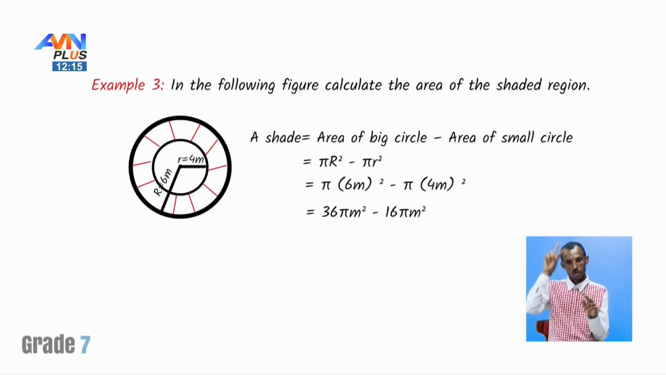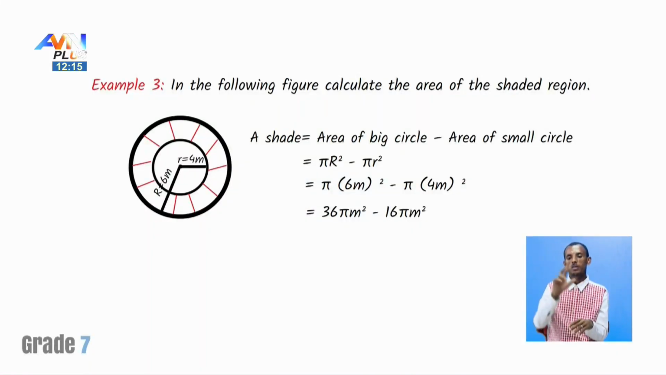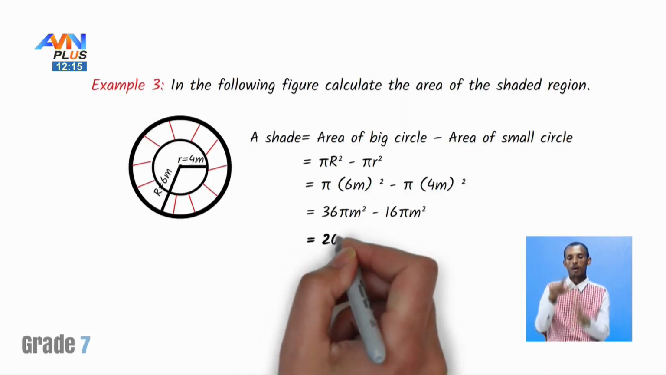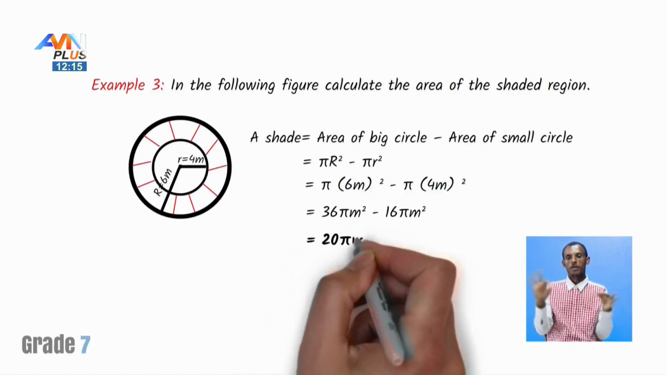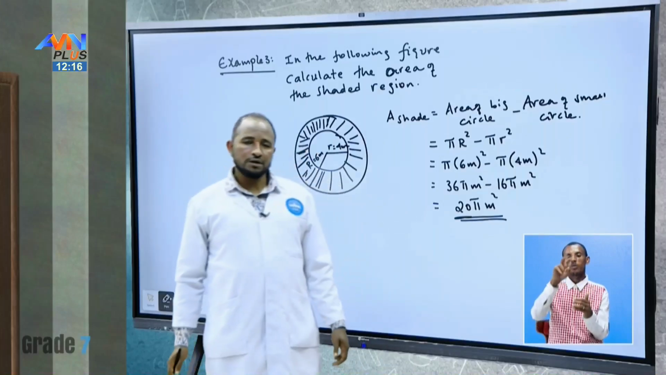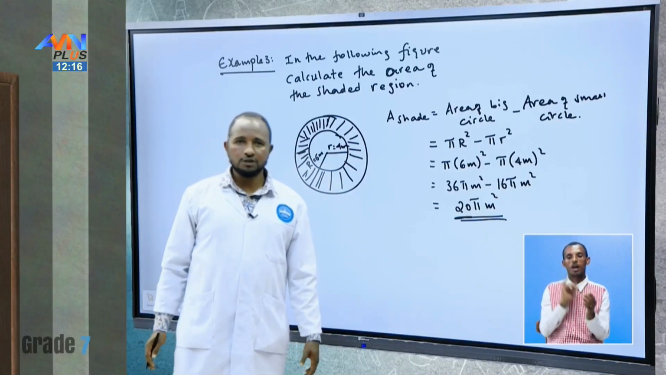Therefore, when you subtract, 36 pi minus 16 pi is 20 pi square meters. Let's leave the answer in terms of pi. We can leave the answer in this form also. So the area of the shaded region will be 20 pi square meters. That's it. This is all about today's lesson. I'll give you an exercise for you to try at home.